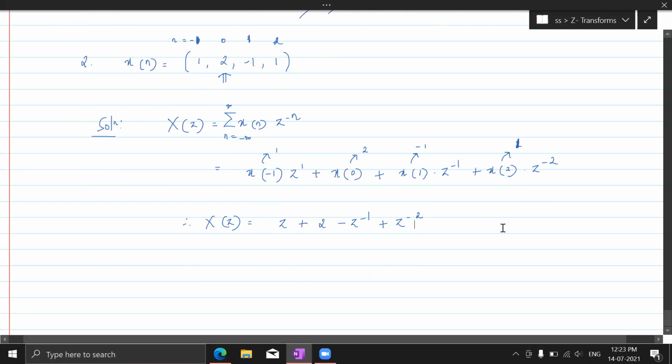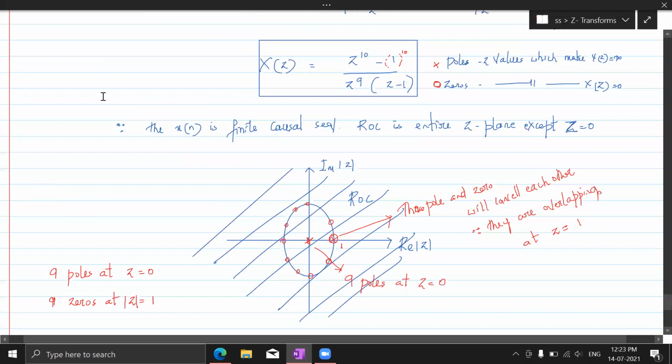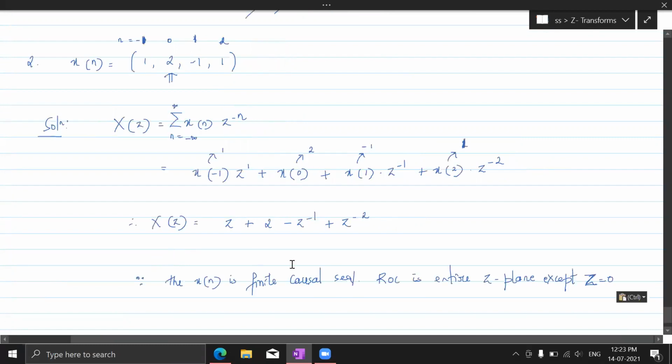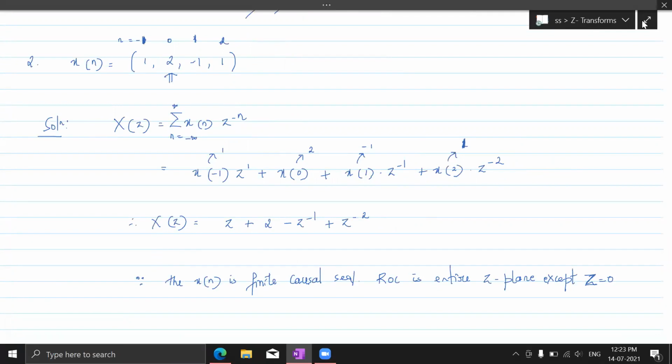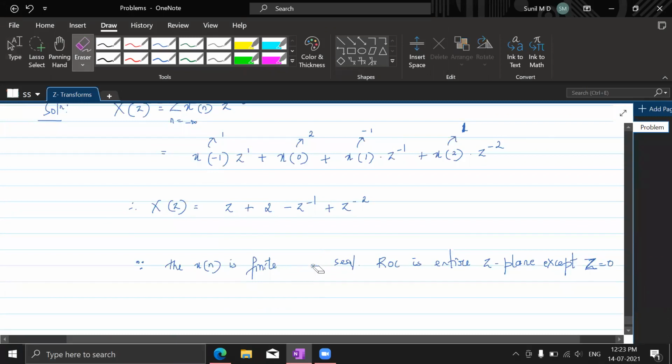Since it is a finite sequence, again we have to write the same reasoning. What is that reason? Since x of n is a finite sequence, and since it is both sided, it's not a causal sequence. It is a finite double sided sequence. So it is the entire z plane except z equal to 0 and infinity. Double sided, so we need to have a double sided sequence here.